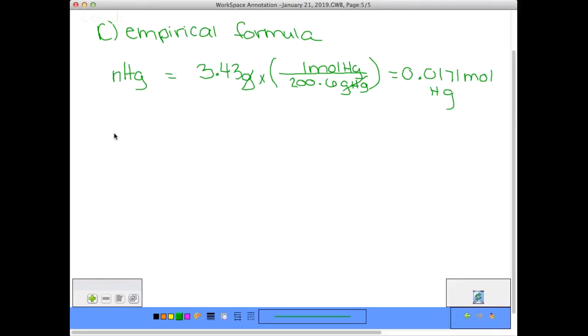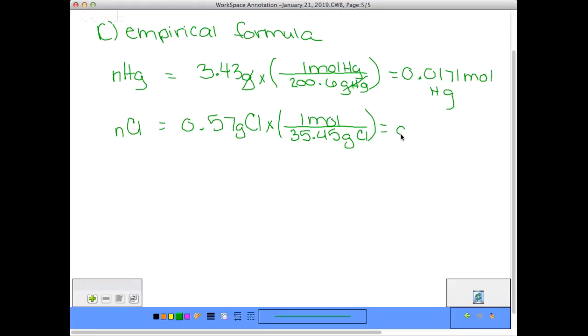Then I look at chlorine, the moles of chlorine. I know I have 0.57 grams of chlorine. I'm going to multiply that by my molar mass of chlorine, which is 35.45 grams over 1 mole, and I get 0.0161 moles of chlorine.